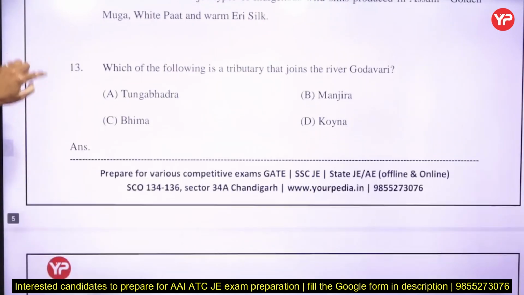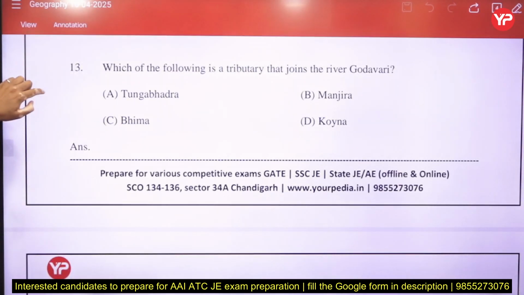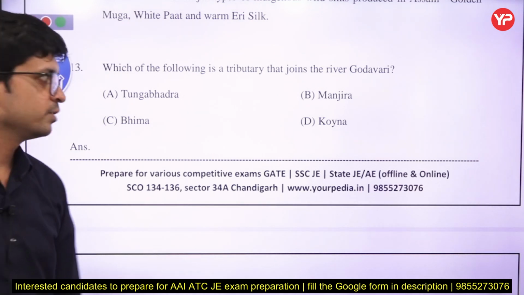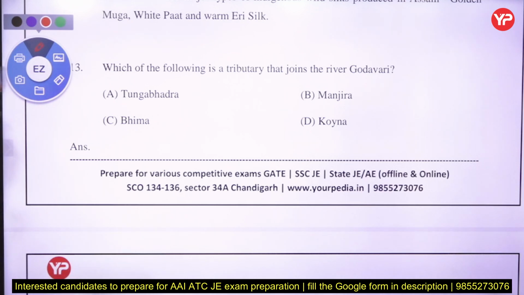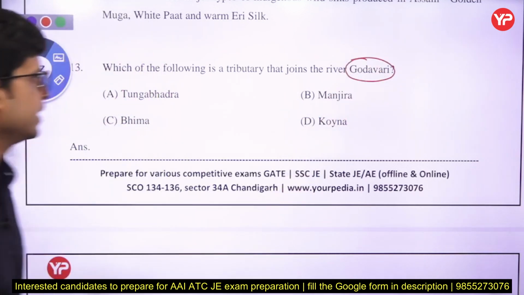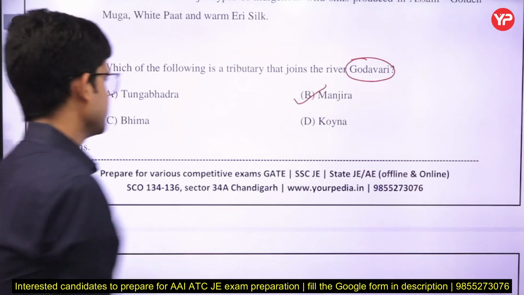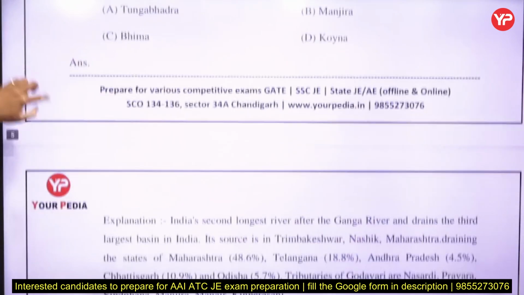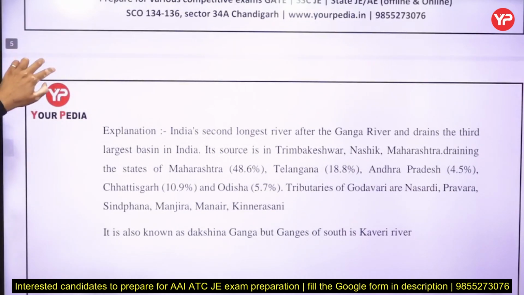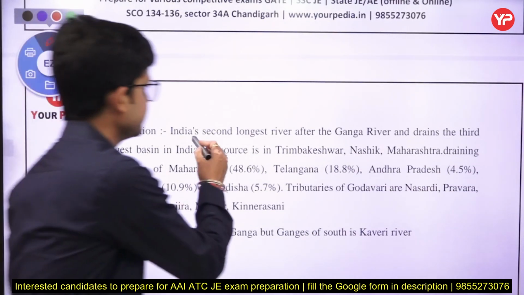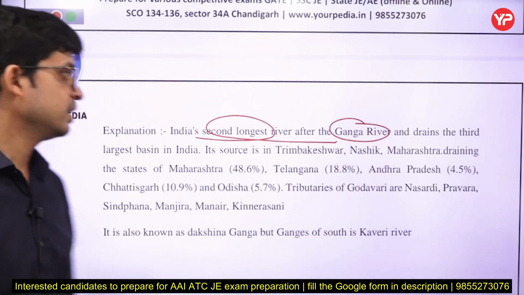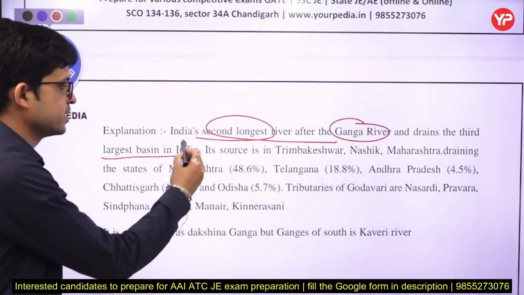Next question is very simple, again related to the rivers. River topic is very important. Here you see that many questions came from the rivers. Tributary of Godavari. So here the tributary of Godavari is Manjira. We know about the river Godavari. It is India's second longest river after Ganga, and drains the third largest basin in India.